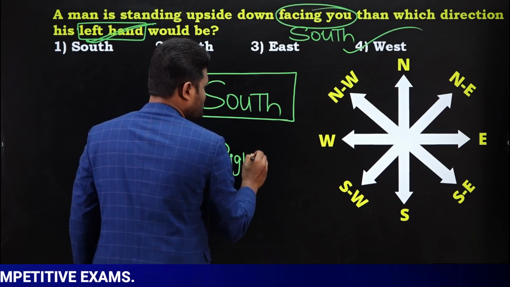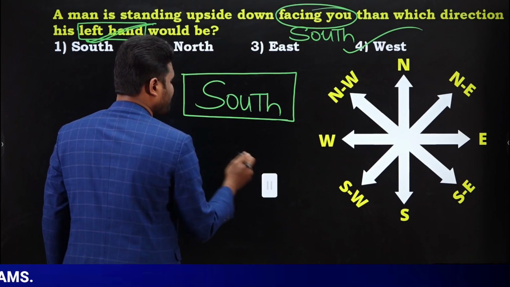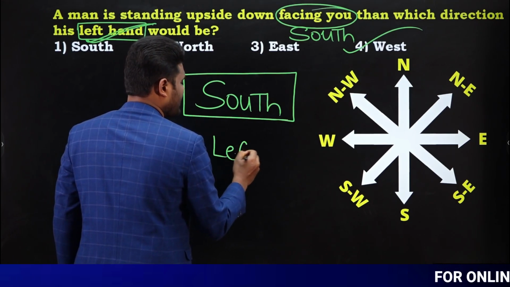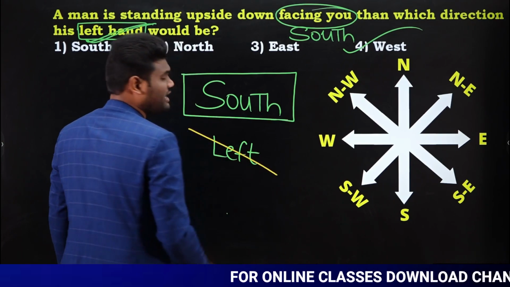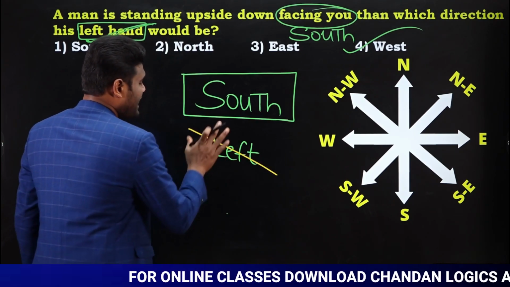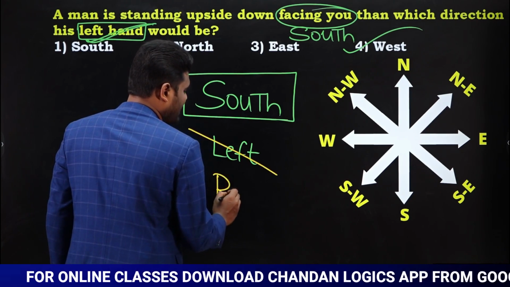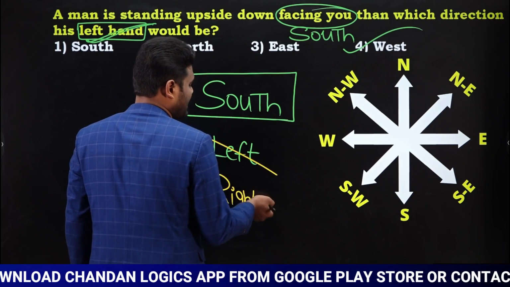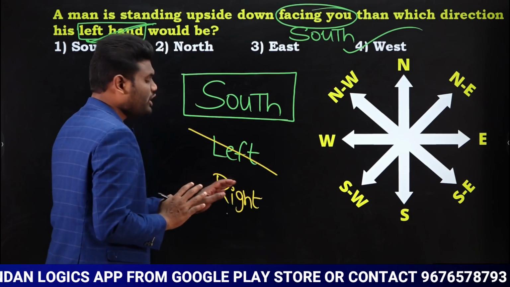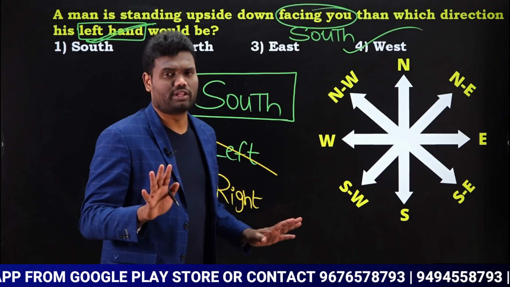Is that clear? In the question they have given you the left hand, but you should not do all the calculation and examination. Simply, instead of the left hand, you take the right hand. Just take the opposite one. If it is given as left, you take right. If it is given as right, you take left. So you take the right hand. That's it. Nothing more than that.